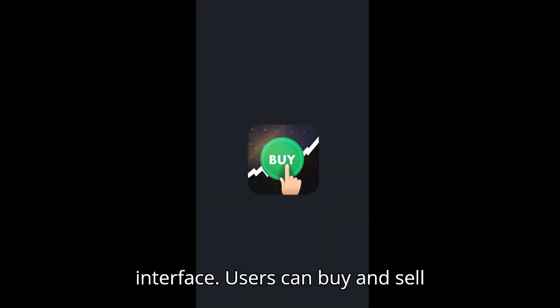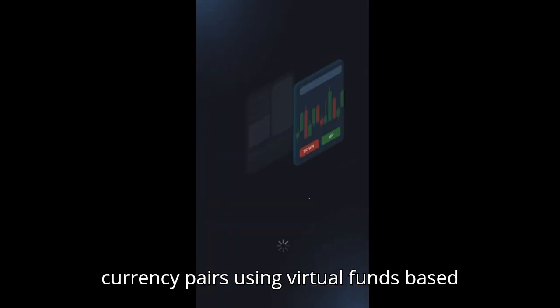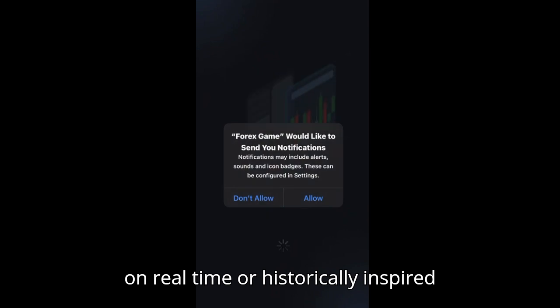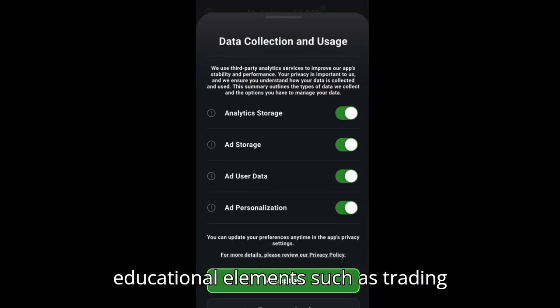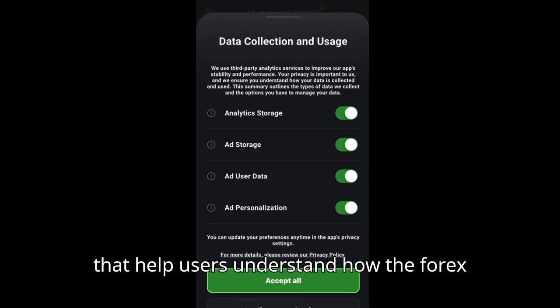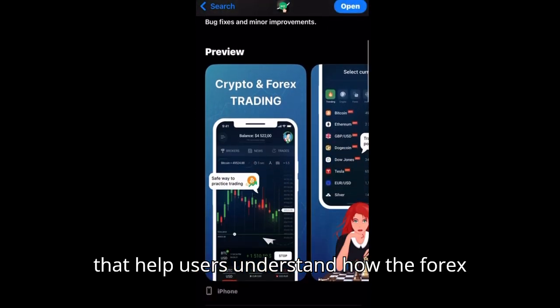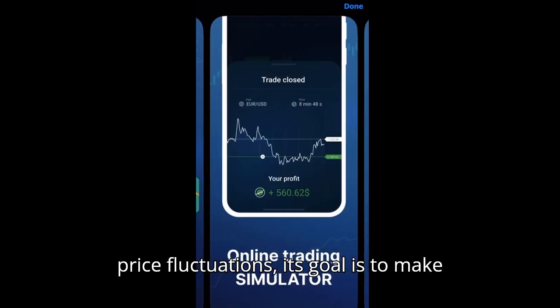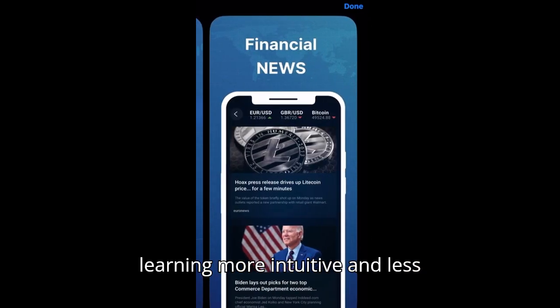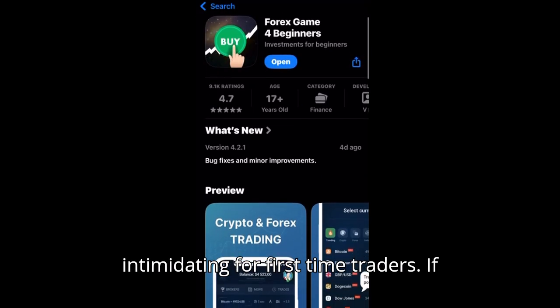Users can buy and sell currency pairs using virtual funds based on real-time or historically inspired market behavior. It introduces educational elements such as trading lessons, strategy tips, and challenges that help users understand how the forex market responds to global events and price fluctuations. Its goal is to make learning more intuitive and less intimidating for first-time traders.